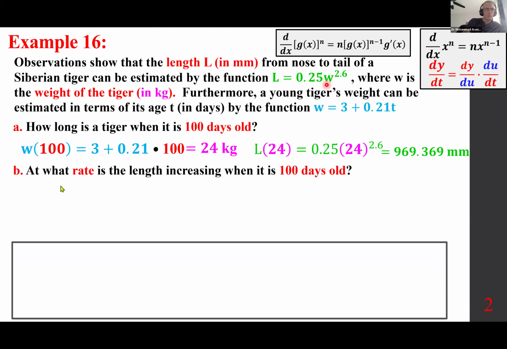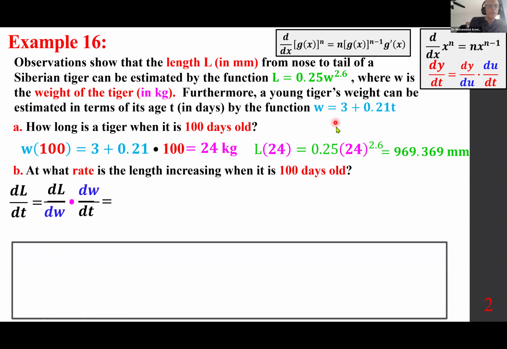At what rate, that means the derivative, is the length increasing when it's 100 days old? So we want dL/dt. We're going to write it in this format, using Leibniz's notation: dy/dt is dy/du times du/dt. From L to t, the intermediate variable is W. Therefore, dL/dW times dW/dt.